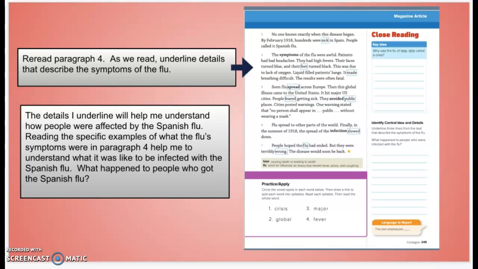All right, so go ahead and pause this recording. I'm just going to read one little piece of information here to maybe help you understand. The details that we underline should help you understand more what the Spanish flu was and how it affected the people. So reading those specific examples of those symptoms hopefully helped you to be able to answer this question. What happened to the people who were infected with the Spanish flu?